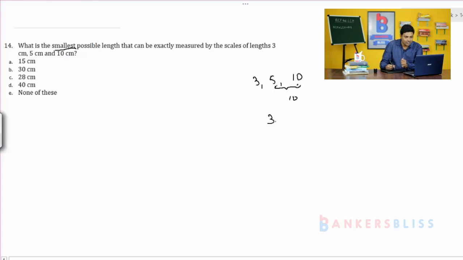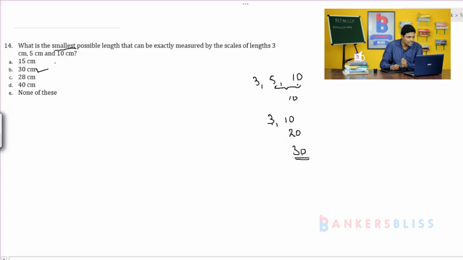Now you consider 3 and 10. So is 10 divisible by 3? No. So go for the next multiple, 20. So is 20 divisible by 3? No. Next go for the next multiple, 30. Is 30 divisible by 3? Yes. 30 is divisible by 3.